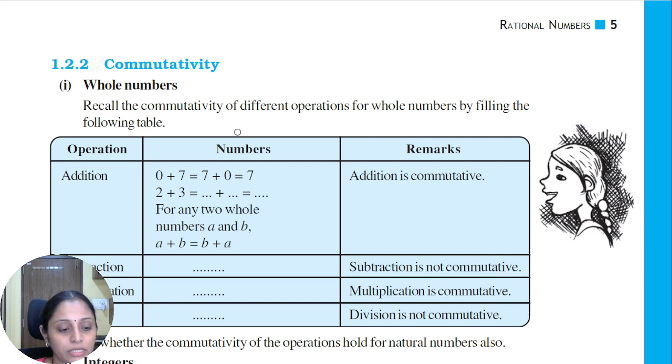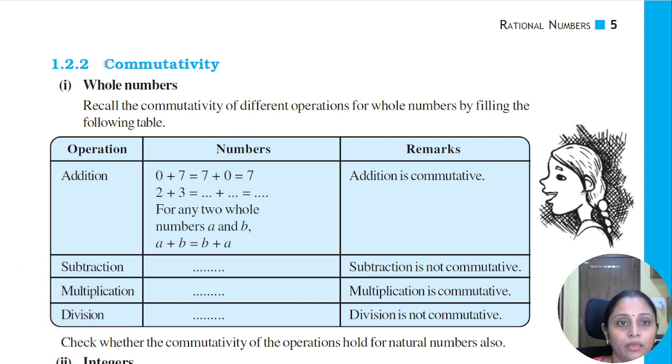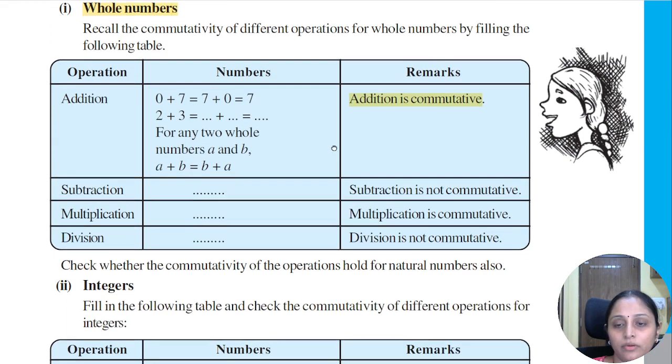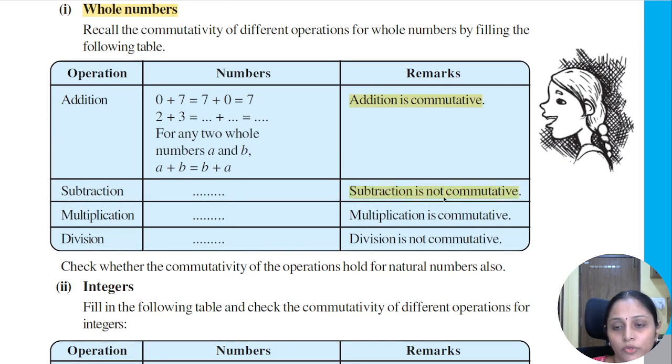So as you can see here, they have checked for whole numbers, right? And they have seen that addition is commutative, subtraction is not commutative, multiplication is commutative, and division is not commutative, right? Here they have left a few things blank where you can put some numbers and see, as we have checked just now.